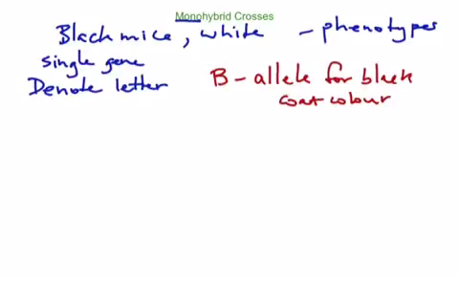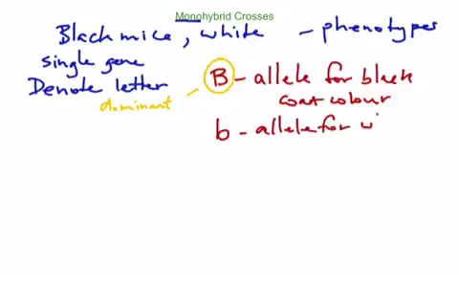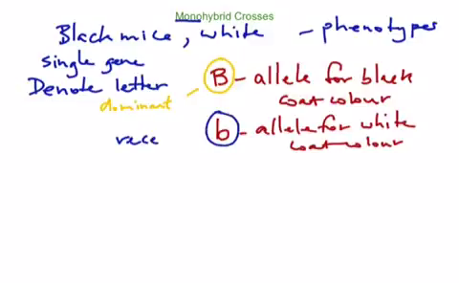And you'll notice that dominant alleles are always uppercase letters. So it's a capital B always for the dominant allele. And let's denote little b as the allele for white coat colour. It's important here to recognise that the recessive allele is always lowercase.